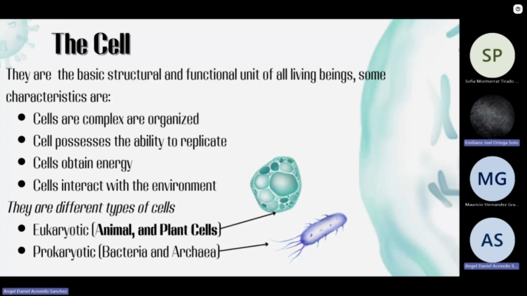Cells obtain energy. This means they can feed. This depends on what kind of cell they are. And cells interact with the environment and also react to stimuli. There are different types of cells. They are the eukaryotic and prokaryotic. The eukaryotic are the animal and the plant cells, which we are going to see in a moment, and then there are the prokaryotic, which are bacteria and archaea.